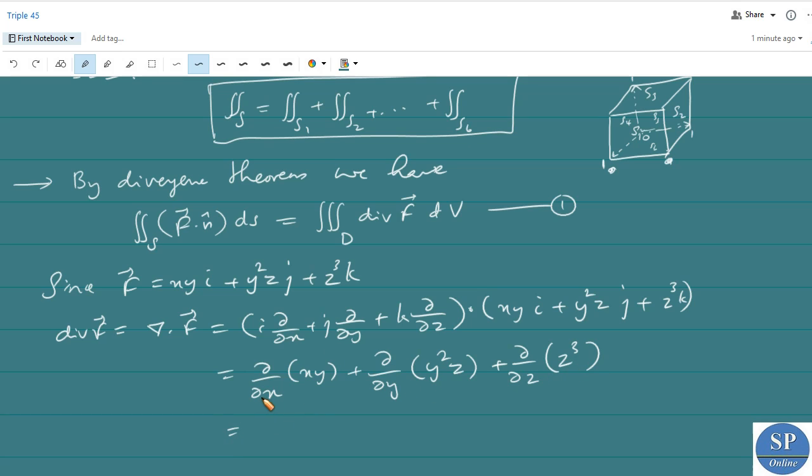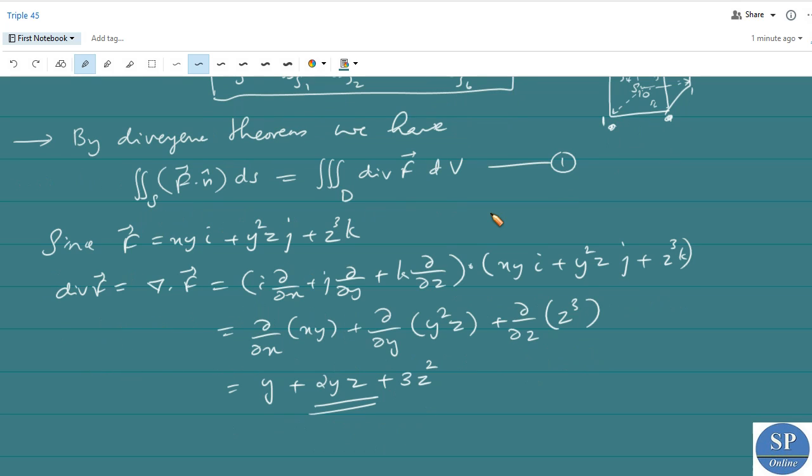Therefore which is equal to dou by dou x of xy is y plus dou by dou y of y square z is 2yz plus dou by dou z of z cube is 3z square. So this is nothing but del dot f or divergence of f. So from this divergence theorem we have the required surface integral f dot n ds, which is equal to this triple integral.